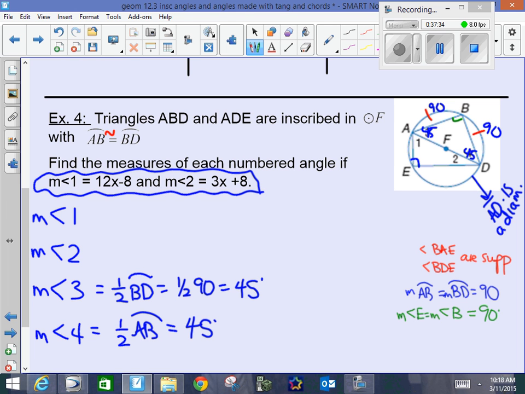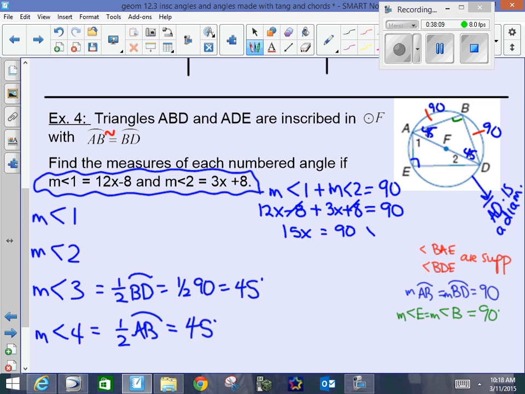How about we forget about that top triangle ABD and just focus on ADE? Why did you know 1 and 2 are 90? That's right. And you got the 90, so the other 2 are 90. So regardless of how you get there, 1 and 2 are 90, so the measure of 1 plus the measure of 2 equals 90. So we'll plug in 12x minus 8 and 3x plus 8 equal to 90. All right? So 15x, the 8s cancel, which is nice, equals 90. What's that?